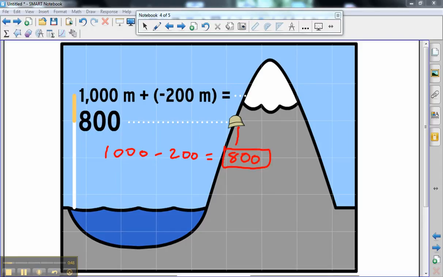So they wound up here at 800 meters. They went up 1,000, back down 200, they wound up here at 800. And while we know that's true, it's still sometimes hard to think of it. It doesn't seem to make sense. How can we take a big number like 1,000, add something to it, and come up with a smaller number?